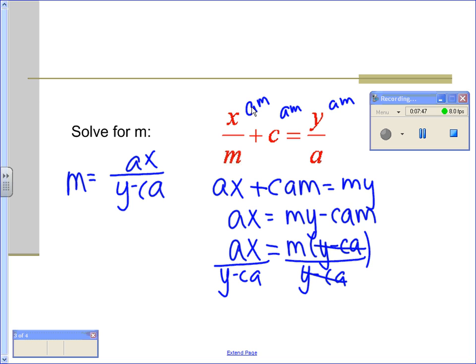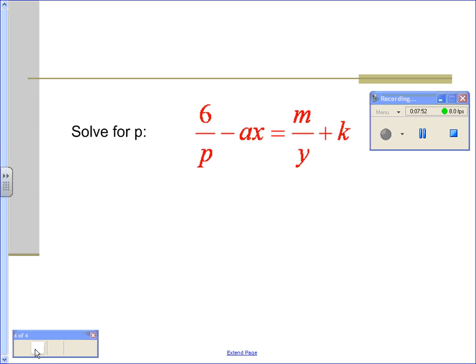Yeah, they're going to tell you every time to solve for this variable. Okay? Looking at another one? You think you can do it by yourself? All right, try it.